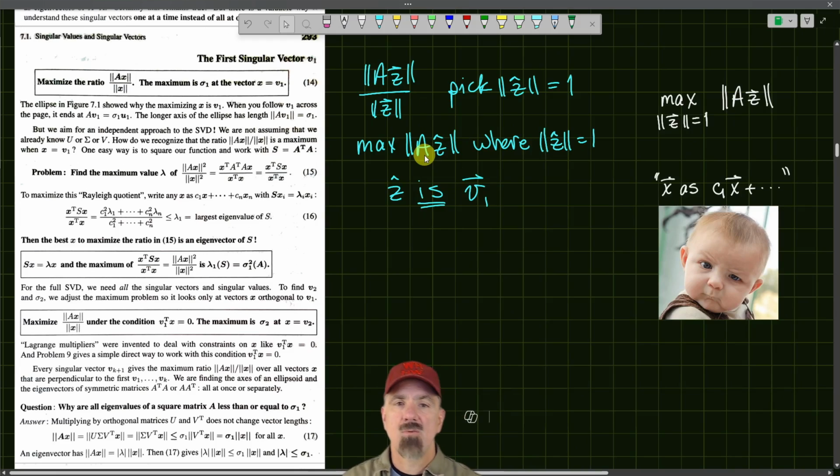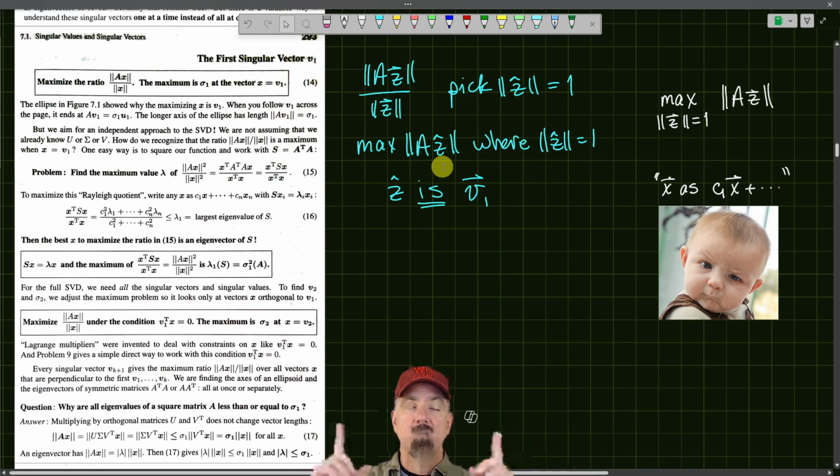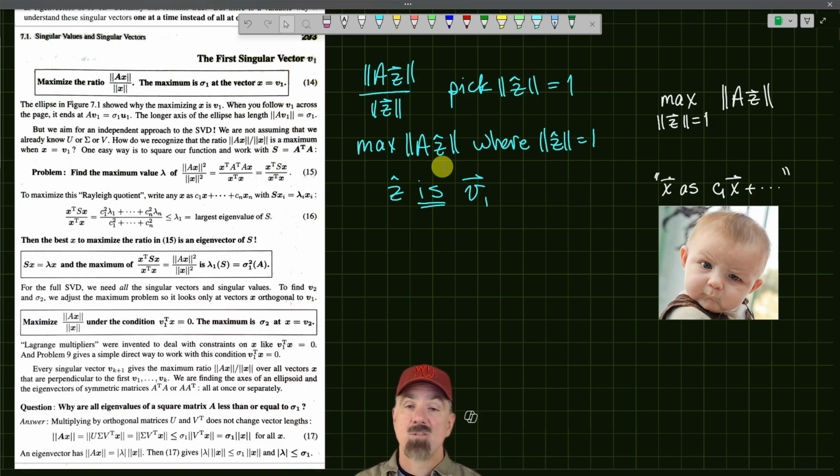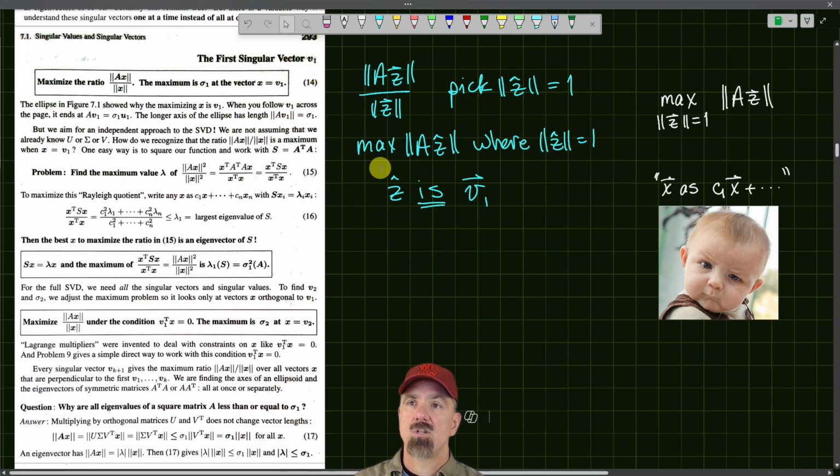So we are searching around for the place that maximizes A times V. And what are A times V's? Those are the outputs. So we're looking for the longest possible blue vector. And as we can see, that happens at the same point in time, because of the ellipse, when the vectors are orthogonal to each other. The output vectors, the blue vectors, are orthogonal to each other. This is the method to find what we're doing.